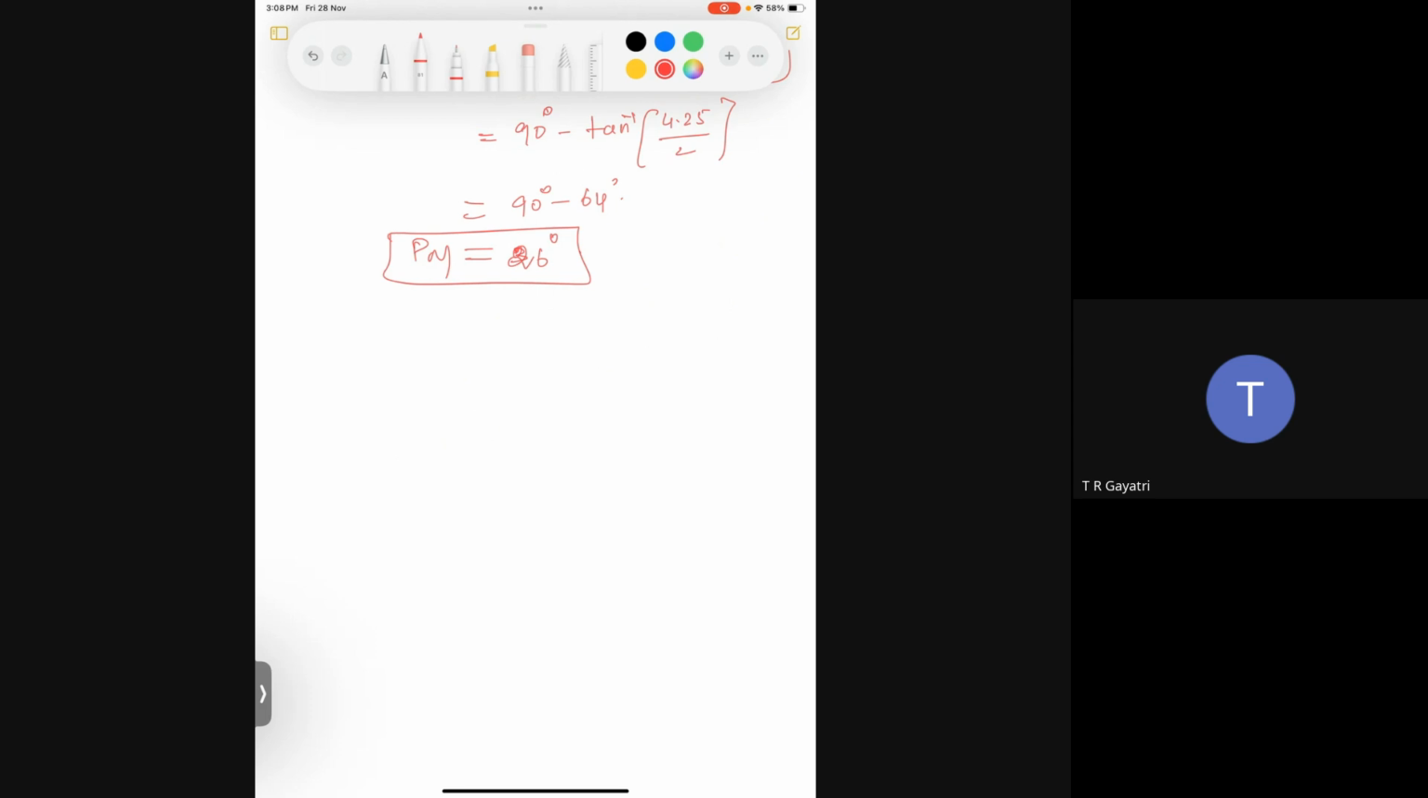What is the next question? Considering beta equal to 10, so it is a lag compensator, T equal to 10. What is the phase margin of the compensated system? So just substitute, first find the omega m for that.